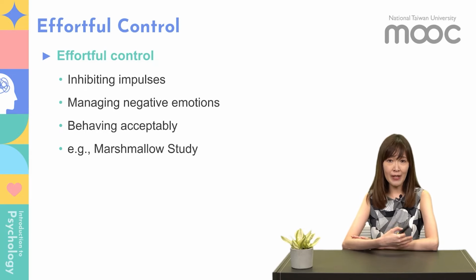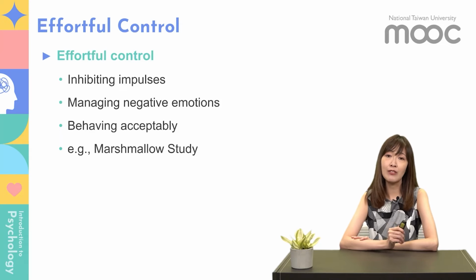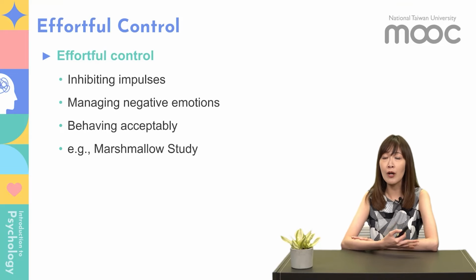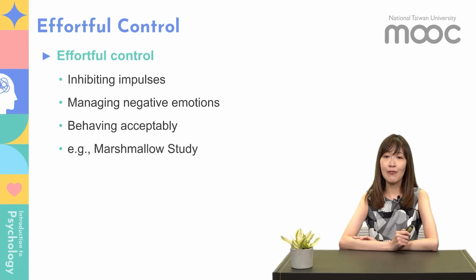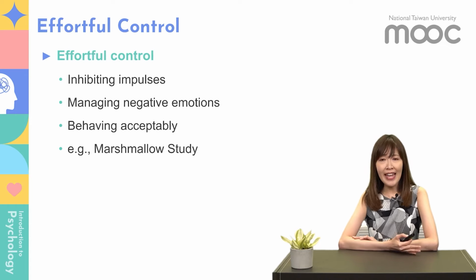They have to inhibit their impulse to eat the marshmallow right away and manage their emotions in order to get one more marshmallow maybe 10 minutes later. So that is the famous marshmallow study. And now you can pause this video and watch the video clip of the marshmallow study to learn more about this experiment. So now you know what the marshmallow study is.